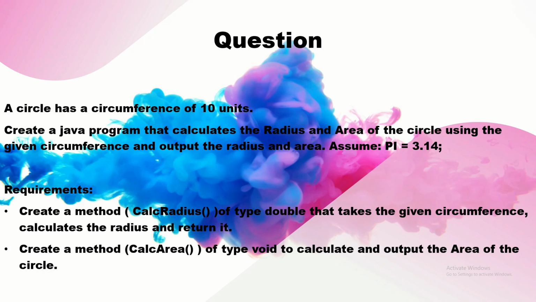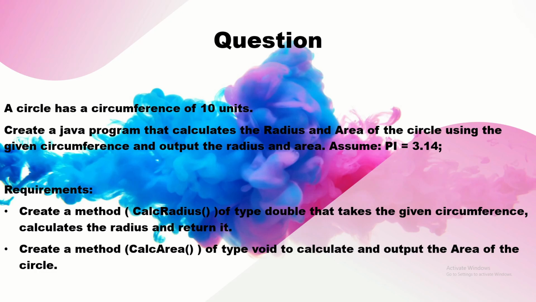So it's very simple. We need to create a program that both calculates radius and area and then outputs the radius and area. So we have to use a little bit of math knowledge, which uses the circumference equation and area equation of a circle. Requirements: create a method called calcRadius of type double that takes the given circumference and calculates the radius and then returns it. Next requirement: create a method called calcArea of type void to calculate and output the area of the circle.